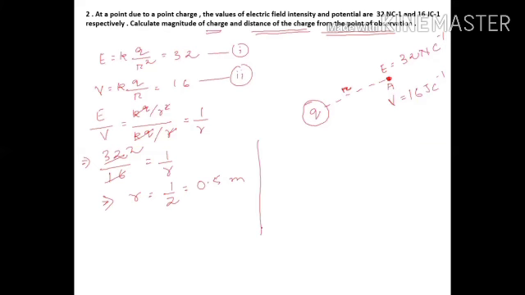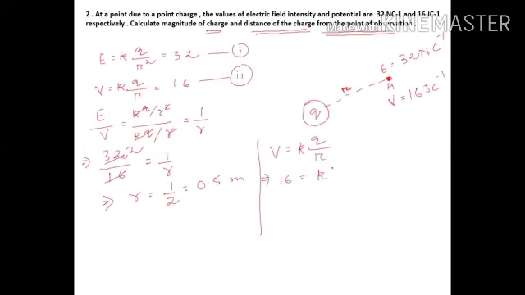The next thing you have to find is the value of Q. So you place this R in any of the two equations. I will place it in the potential value. Here V is how much? V is KQ by R.